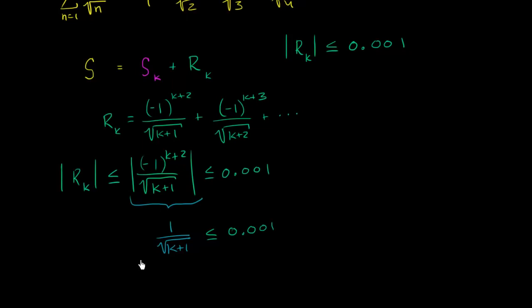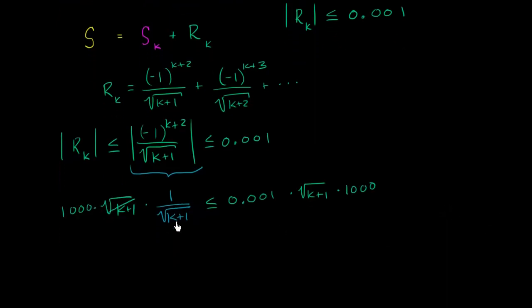0.001. And now we just have to solve this inequality, find out which k's satisfy it. And so let's see, we can multiply both sides by the square root of k plus 1, so we can get this out of the denominator. And let's actually multiply both sides times 1,000, because this is 1,000th, and so we'll end up with a 1 on the right-hand side. So times 1,000. And what we're going to be left with is, these cancel out.